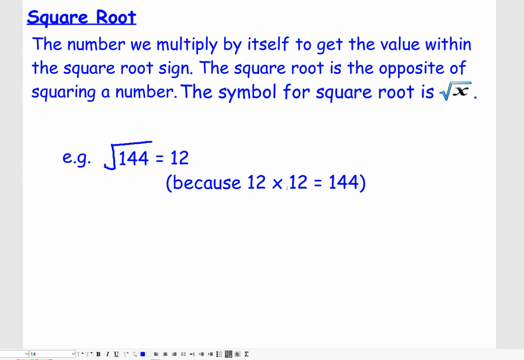Because we do 12 times 12 gives us 144, it gives us the value inside the square root sign. Again, with this, sometimes people can make the mistake where they think they need to half the value, but it's not. It's what number do we times by itself, not what number do we times by 2.